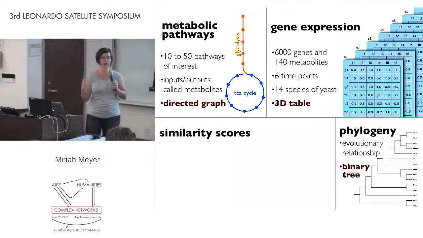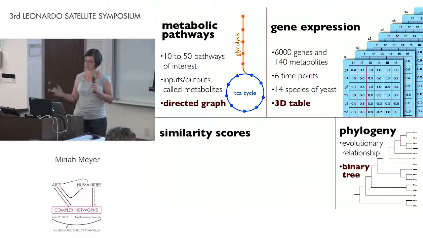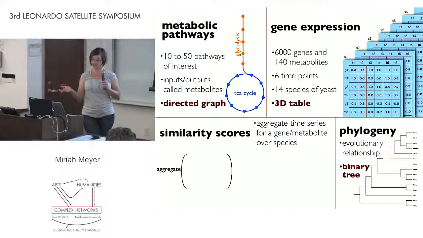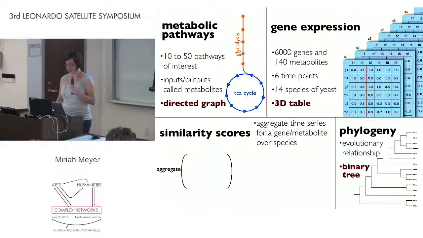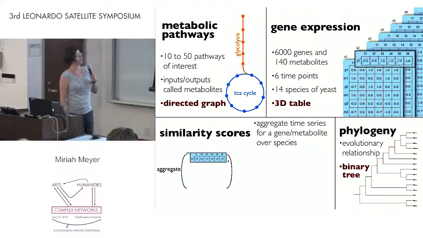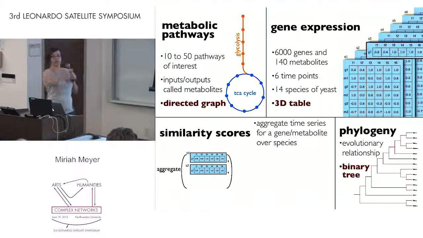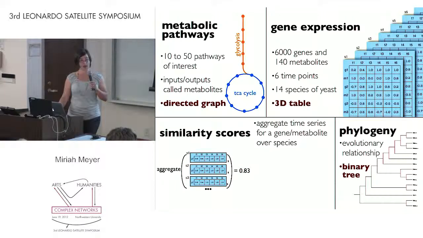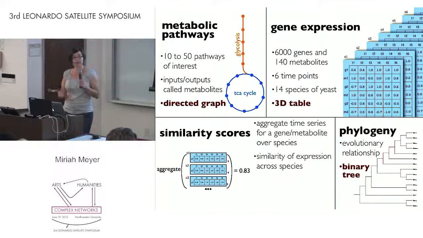And finally, because they were trying to make sense of this large complex data set, they were doing some computation and computing something that they called similarity scores. So a similarity score is an aggregate of a time series for a gene or metabolite over the species. I'll tell you what that means. So let's say we were looking at gene number one, and we take the time series of expression data for each species, and we push it through some sort of aggregation function that then spits out a number. And what that number tells us is how similar is that expression across all the species. So the higher the value, the more similar each one of those different species were expressing that gene.